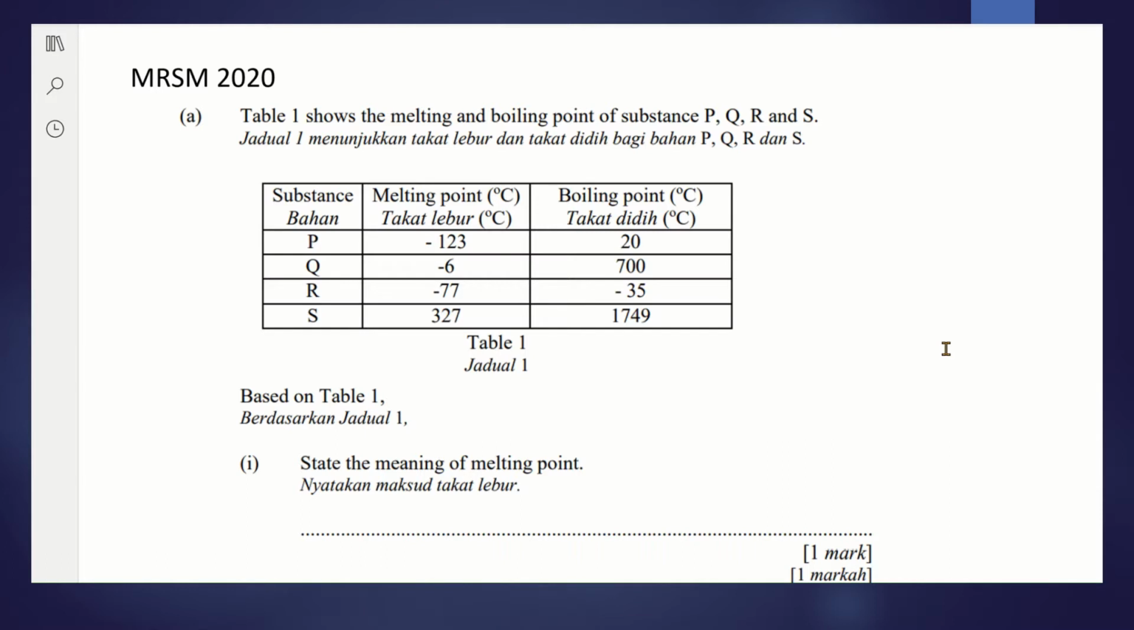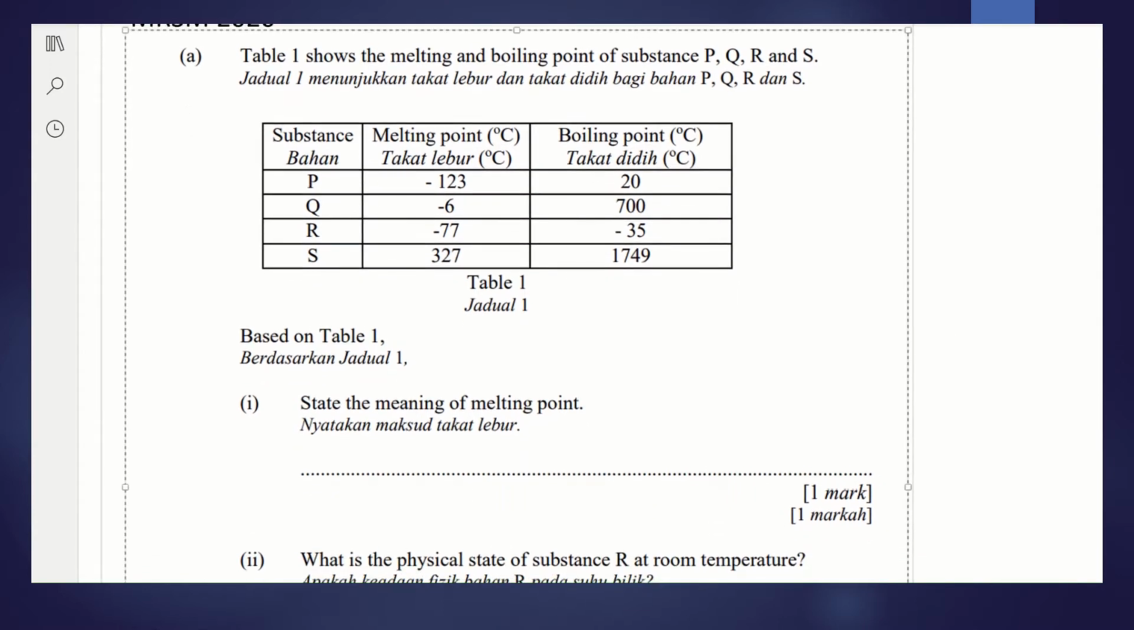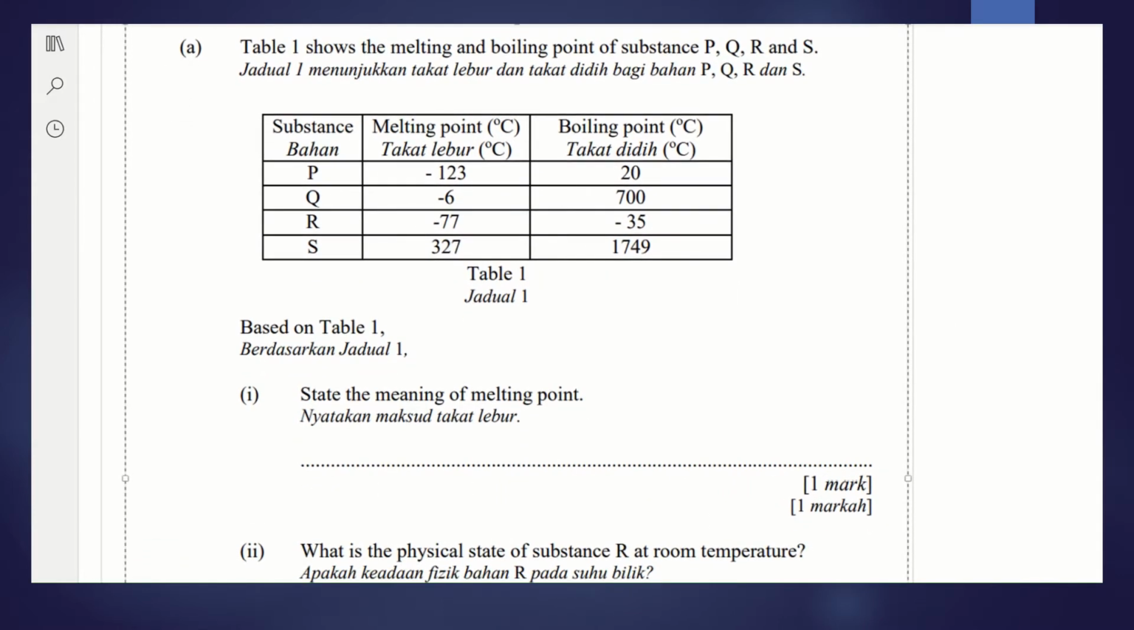Okay, for today I would like to share with you questions from MRSM and Melaka 2020 based on topic structure of atoms. Okay, so first we look at question from MRSM. Table 1 shows the melting and boiling points of substance P, Q, R and S. Based on table 1, state the meaning of melting point.